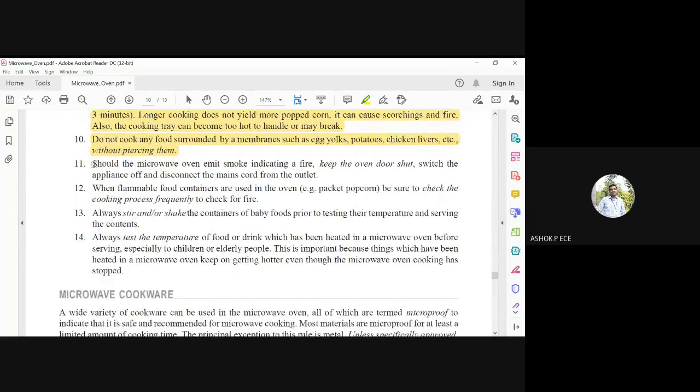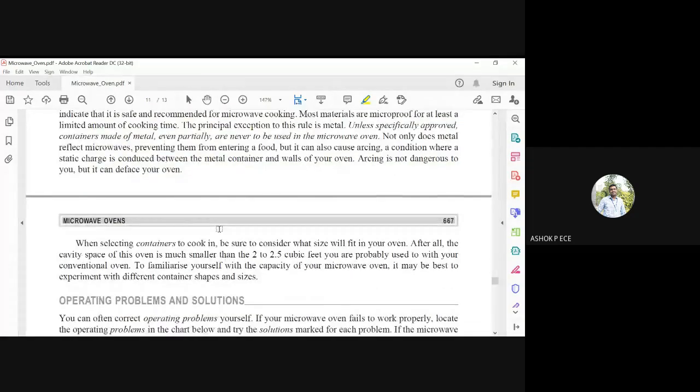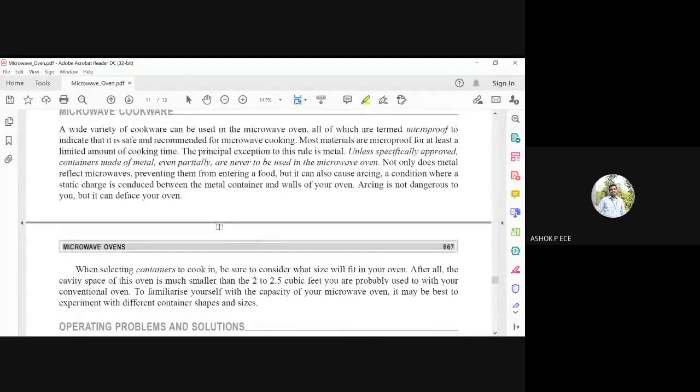Should the microwave oven emit fire, keep the oven door shut, switch off the appliance and disconnect the mains. When flammable food containers are used in the oven, be sure to check the cooking process. Always stir and shake baby foods prior to using them. Always test the temperature of food which has been heated in the microwave before serving, especially to children or elderly people. Okay. So cookware, you definitely cannot use conventional stainless steel or metal cookware.